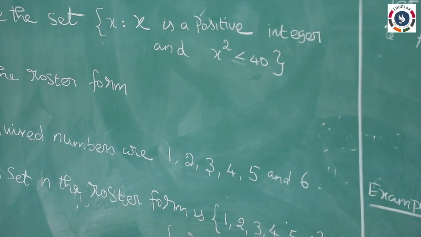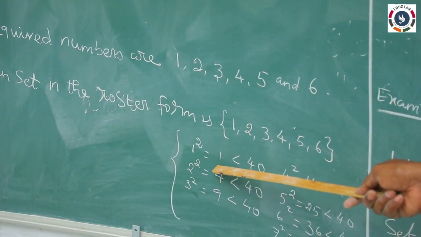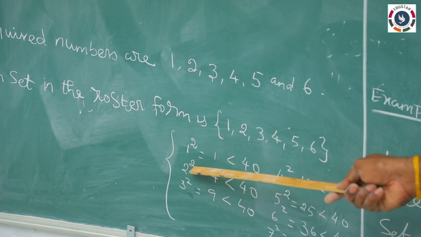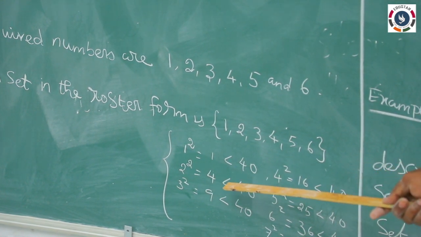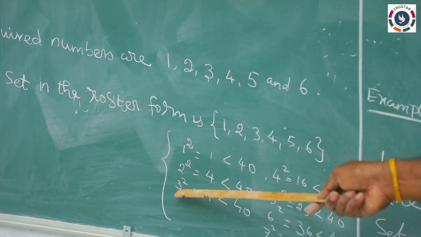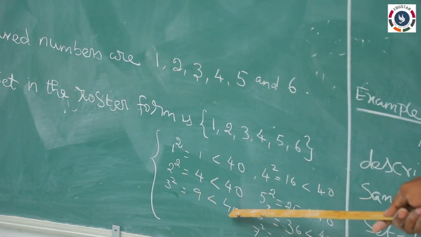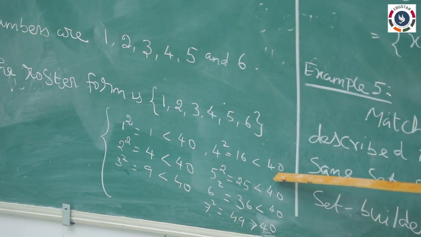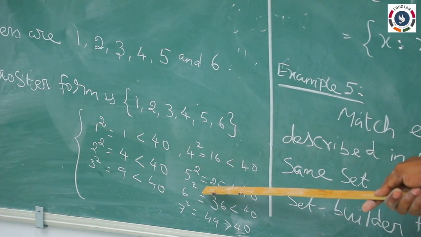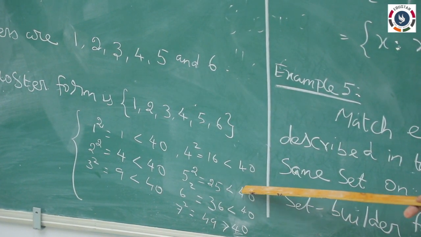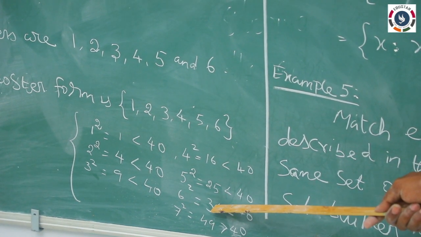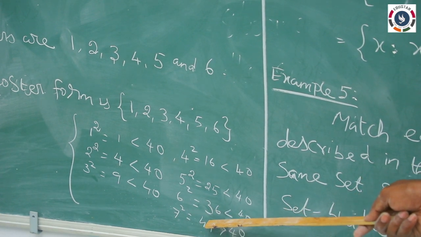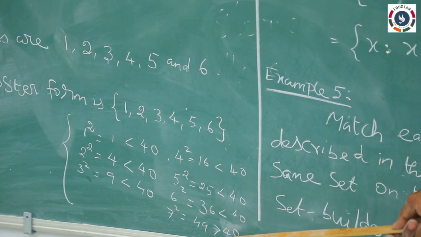So, 1 square equal to 1, 1 is less than 40. 2 square equal to 4, 4 is less than 40. And 3 square is 9, it is also less than 40. 4 square equal to 16, 16 is less than 40. 5 square equal to 25, 25 is less than 40. 6 square equal to 36, less than 40. And 7 square equal to 49, so 49 is greater than 40.